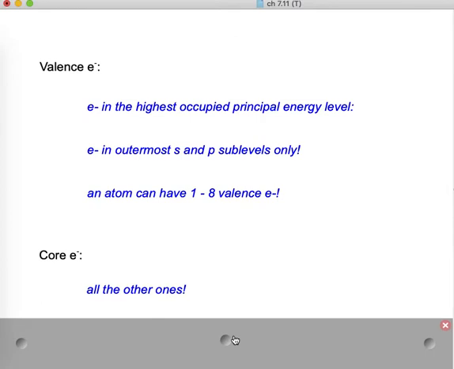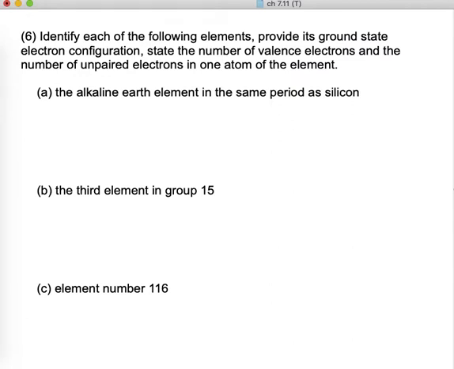So let's do some examples of writing electron configurations. For each of the following elements, we're going to identify the element, give its ground state electron configuration, state the number of valence electrons, and the number of unpaired electrons in an atom. So the alkaline earth element in the same period as silicon. The alkaline earths you should know are group 2 elements, and the one in the same period as silicon is magnesium. So using the noble gas configuration, I will write the configuration as neon 3s2.